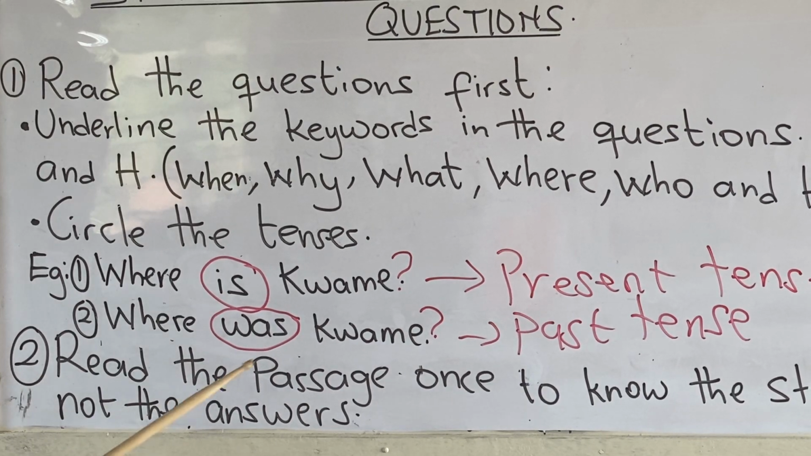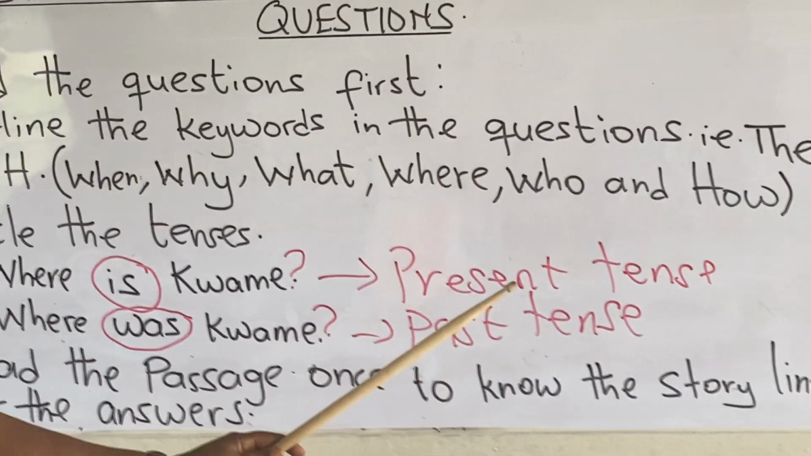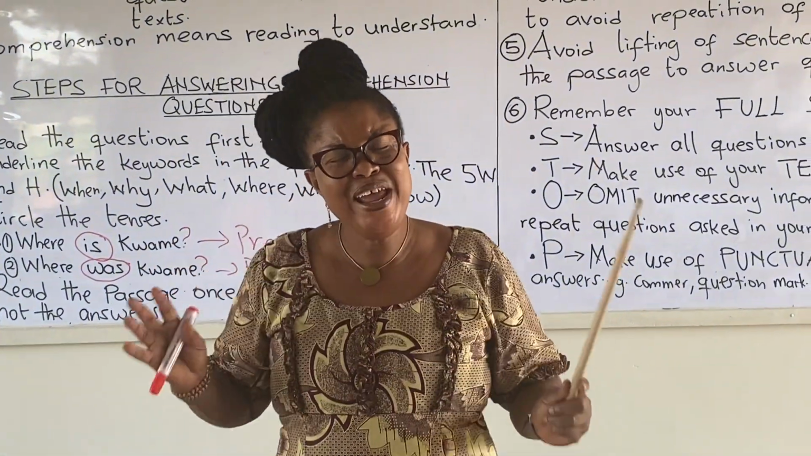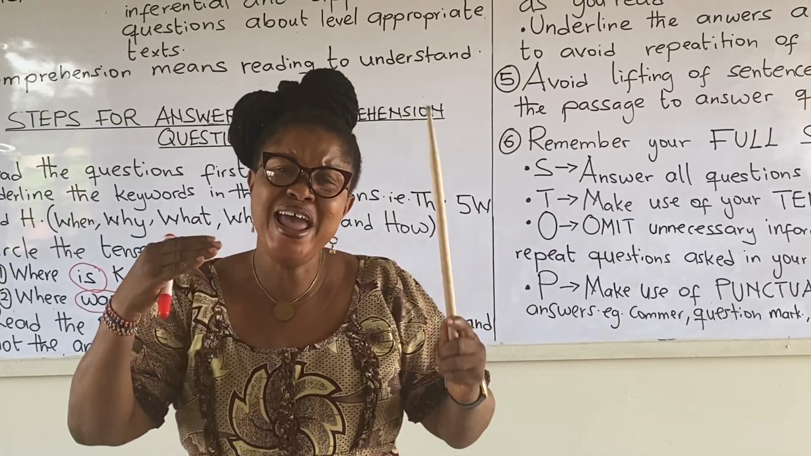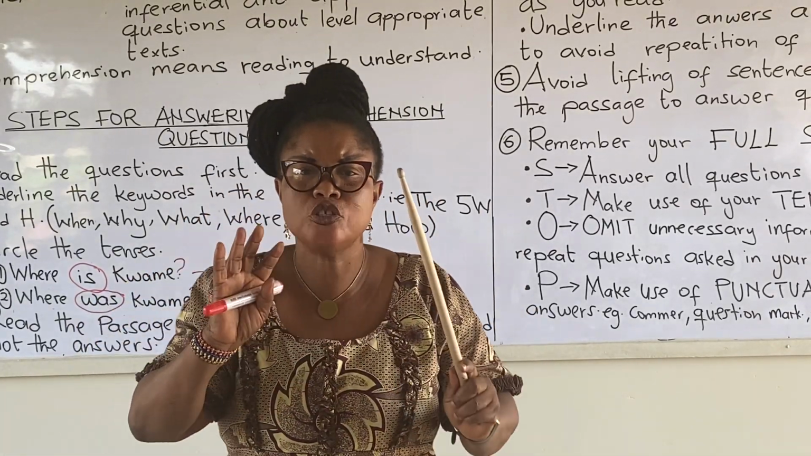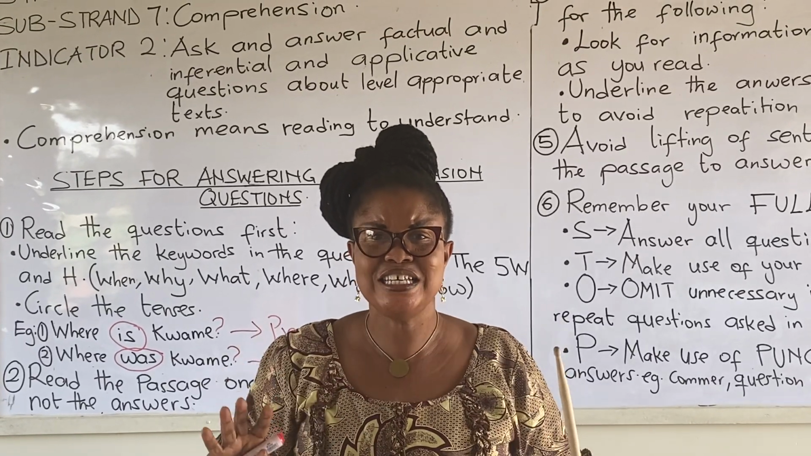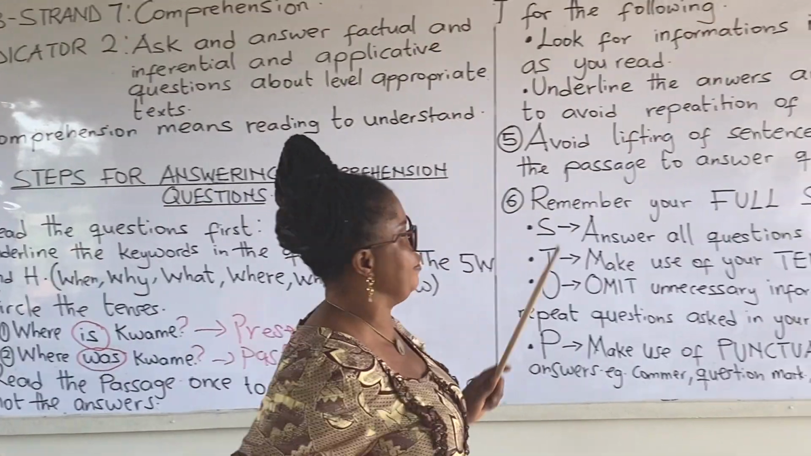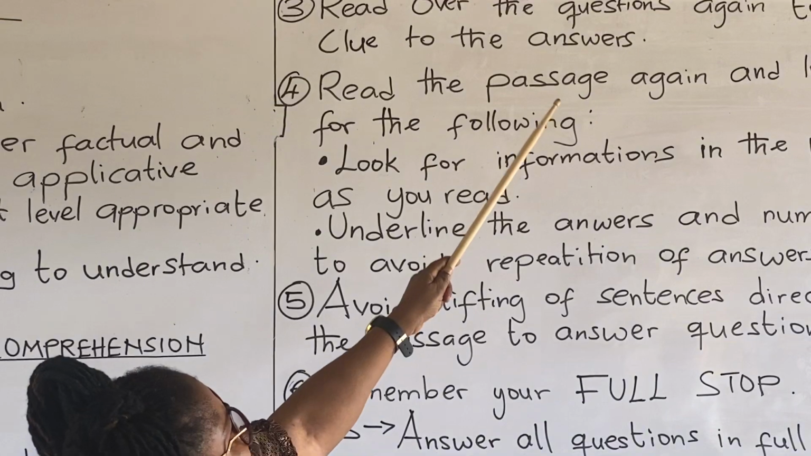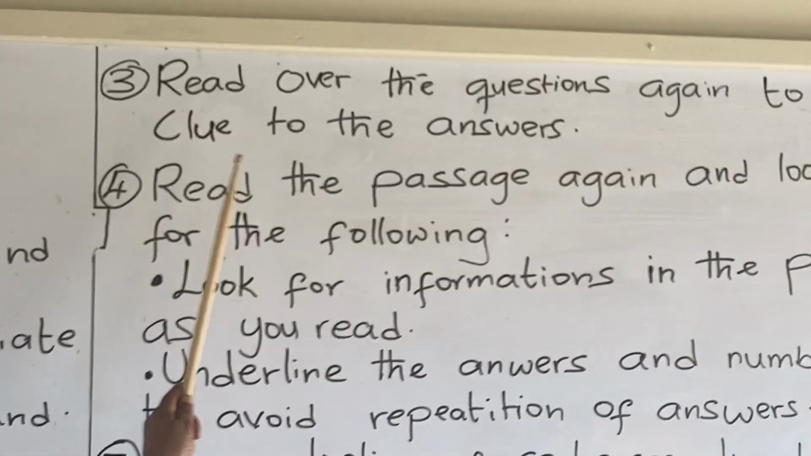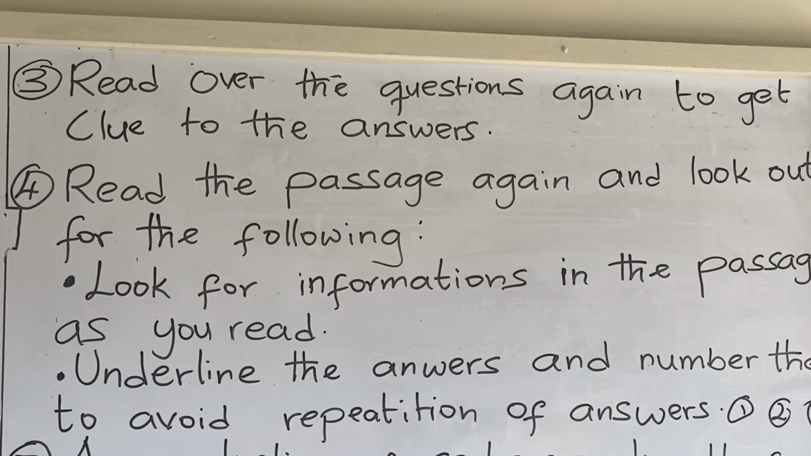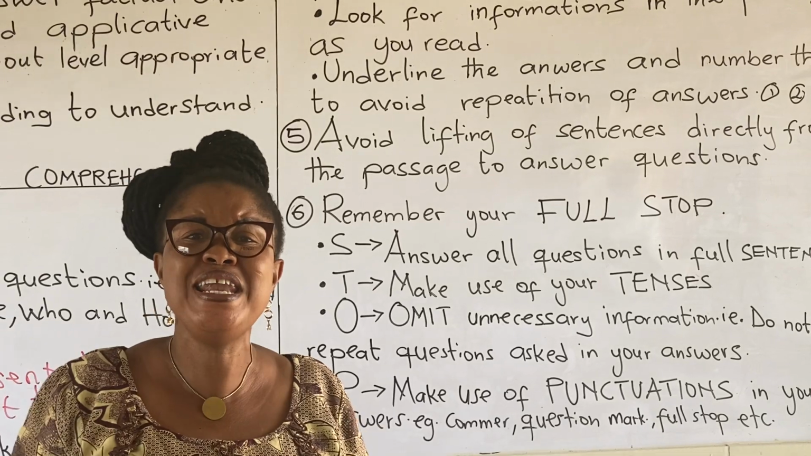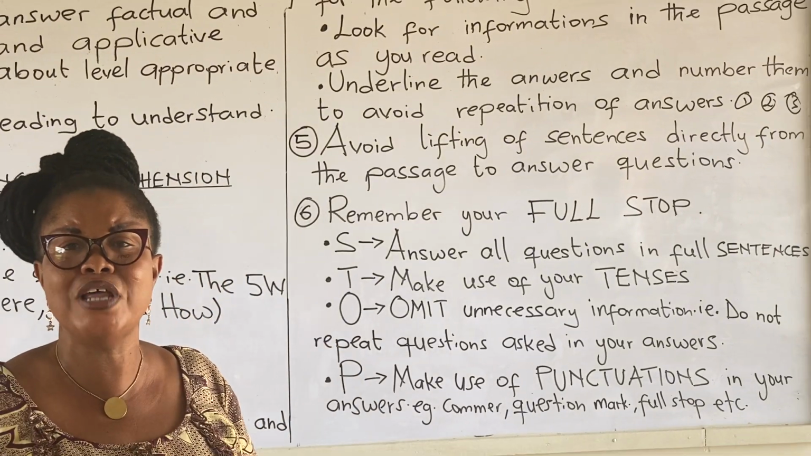Step 2: Read the passage once to know the storyline and note for answers. After reading the questions, read the passage just for the storyline, what the passage is about, and not for answers. Now, let's look at step 3: Read over the questions again to get clues to the answers. After reading the passage to know the storyline, go back to the questions and read them again to get clues to the answers.